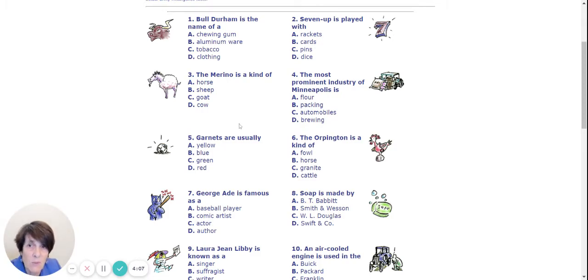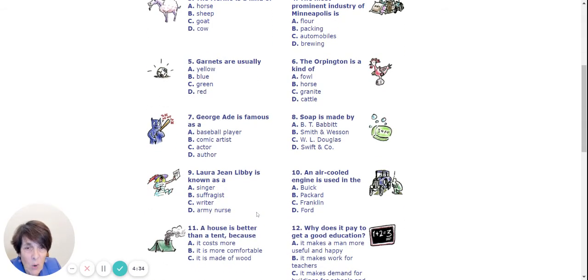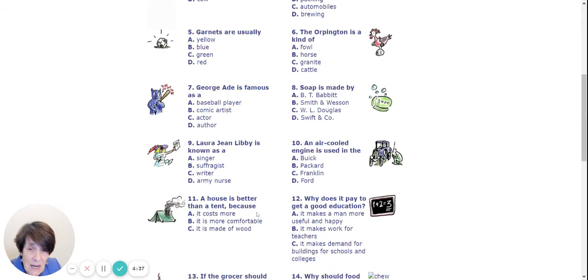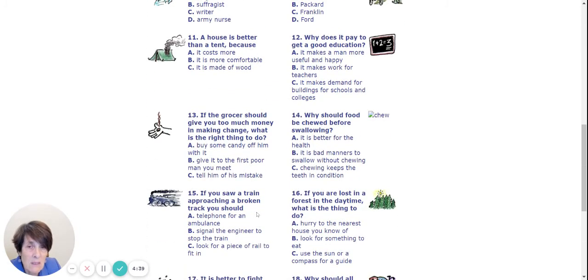Bull Durham, for example, number 1, I believe it was a chewing tobacco. The merino, I think it might be sheep. I'm not sure. Garnets, I think, are yellow. George 8, I have no idea. He's famous. Was he an actor, a baseball player? I have no idea. The most prominent industry of Minneapolis is maybe brewing. Could they make beer there? I don't know. 7-Up is played with. Sorry, don't know that one. Soap is made by. So you can see this was an IQ test that is totally ridiculous.